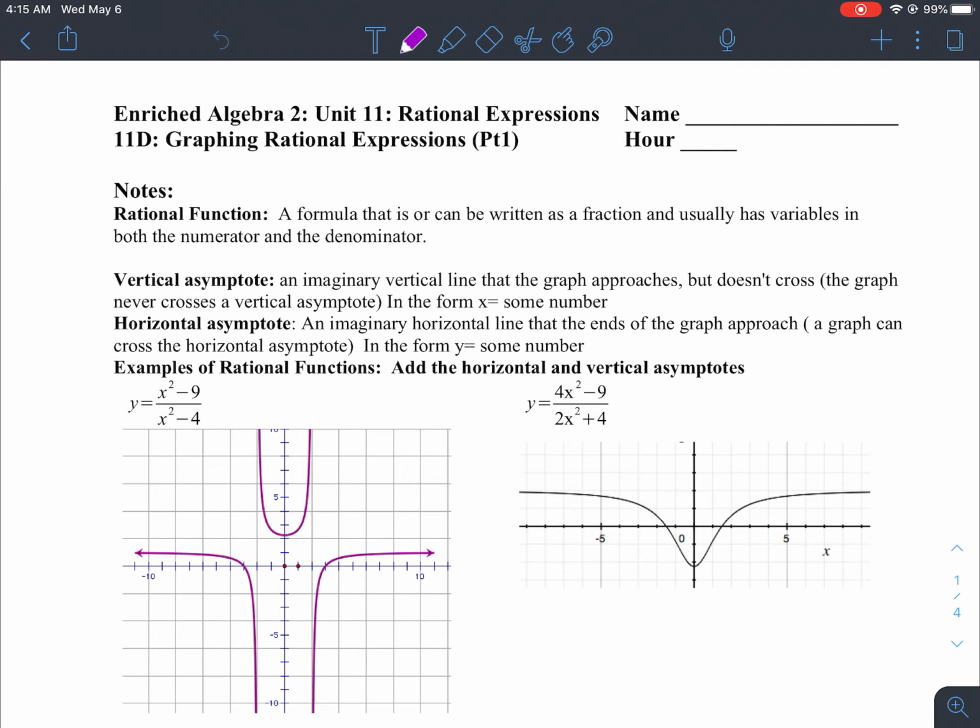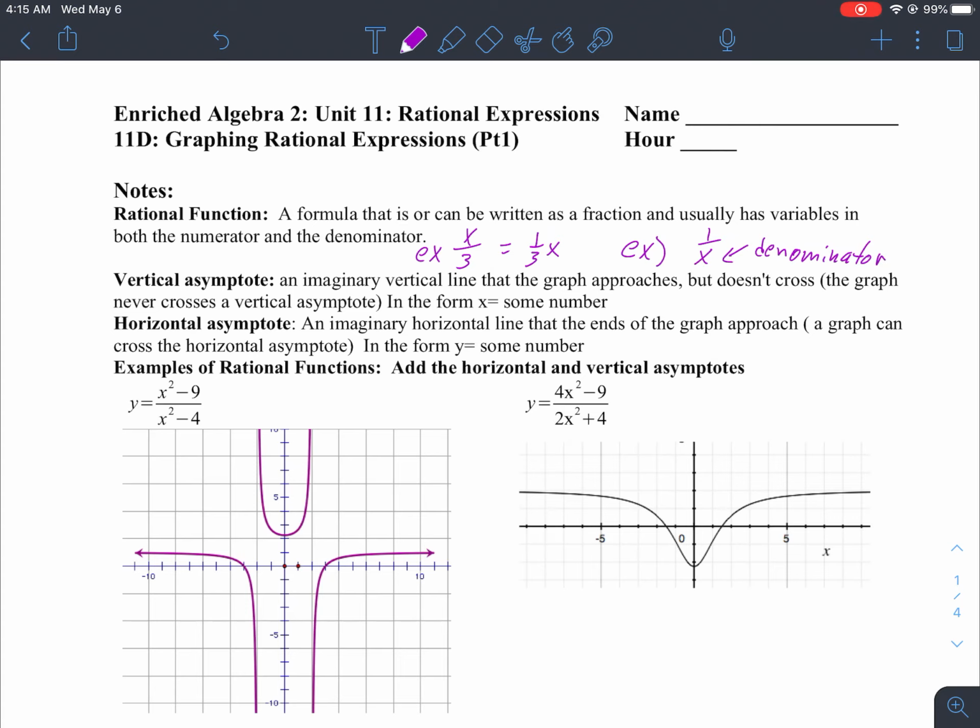A rational function is a formula that is written as a fraction. So I suppose technically something like x over 3 is a rational function, but we tend not to think of it as that because this could be written 1/3 x and the graph of that is just a line. So a rational function that we think of would have an x in the denominator, which then changes things. Some weird things happen to the graph when there's an x in the denominator.